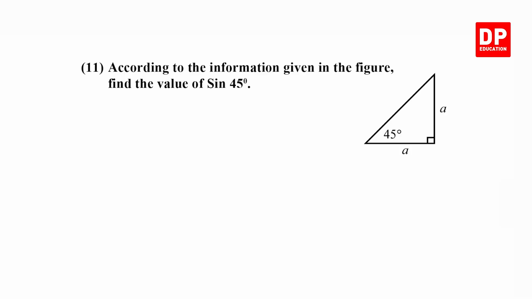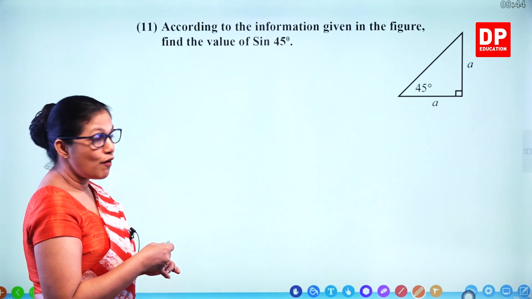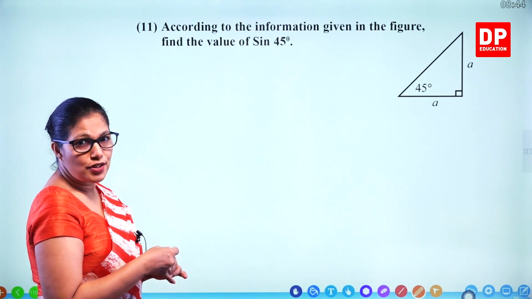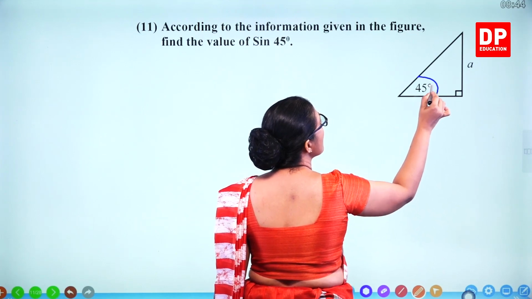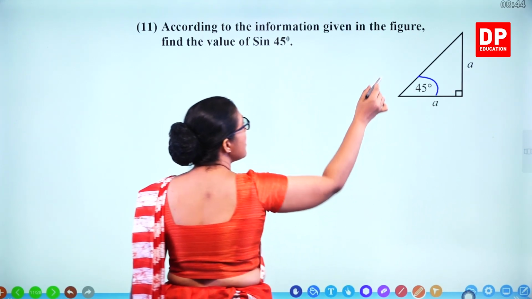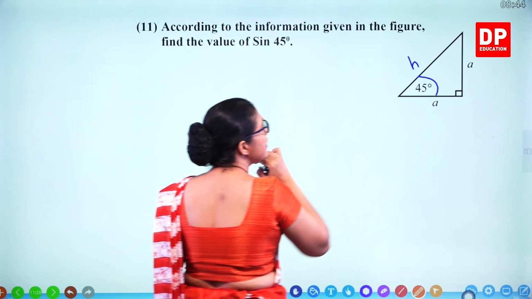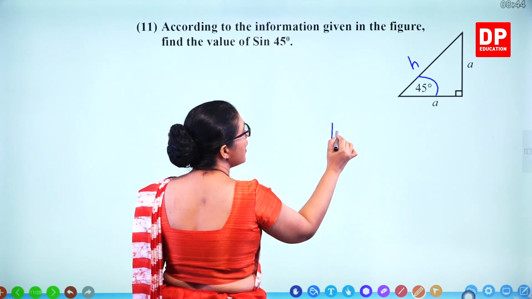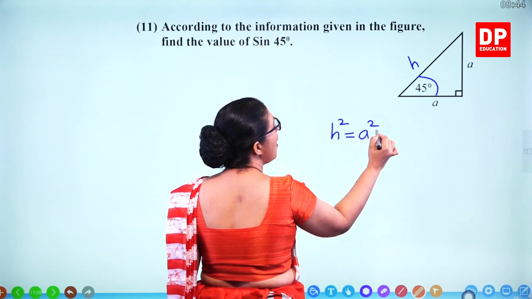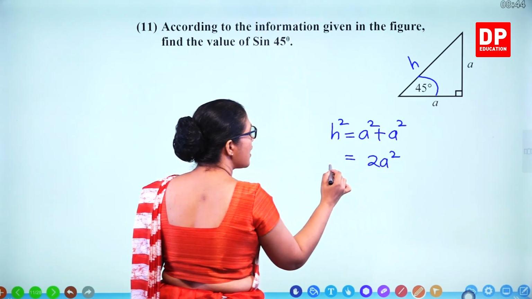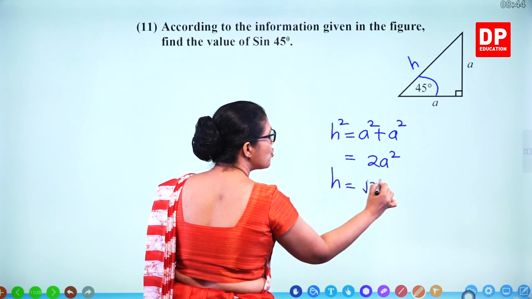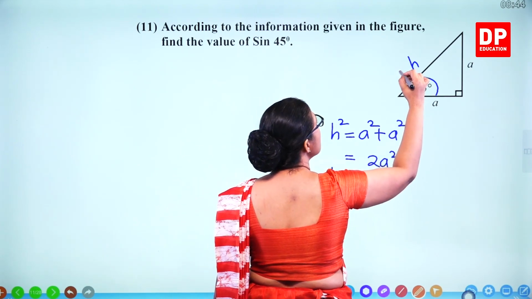Question number 11. According to the information given in the figure, find the value of sine 45. How do you find sine 45? You need the hypotenuse. So if this is A and this is A, how do you find this length? We say h squared is A squared plus A squared, and that's 2A squared. When you take the square root, you get root 2 A as the hypotenuse.